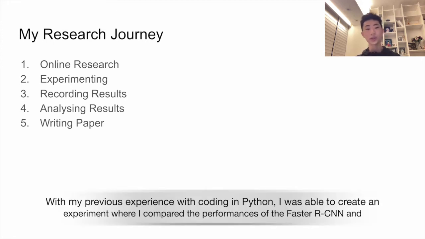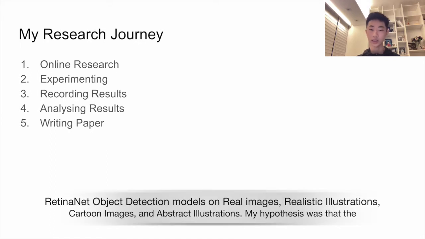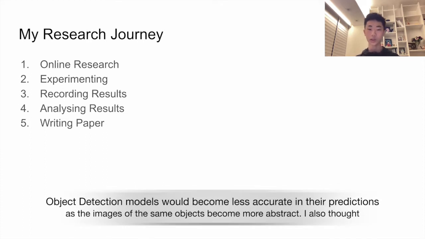So, with my previous experience with coding in Python, I was able to create an experiment where I compared the performances of the Faster R-CNN and RetinaNet object detection models on real images, realistic illustrations, cartoon images, and abstract illustrations. My hypothesis was that the object detection models would become less accurate in their predictions as the images of the same objects would become more abstract.